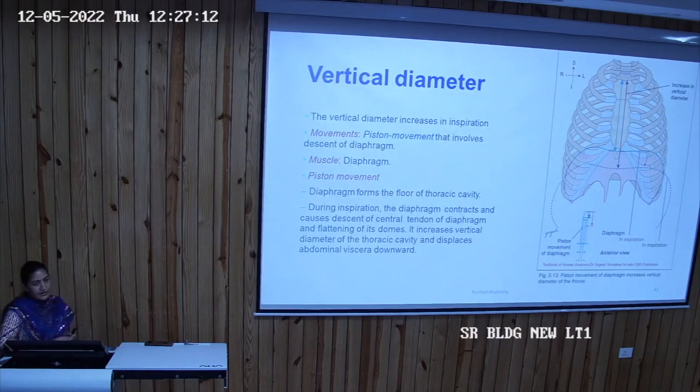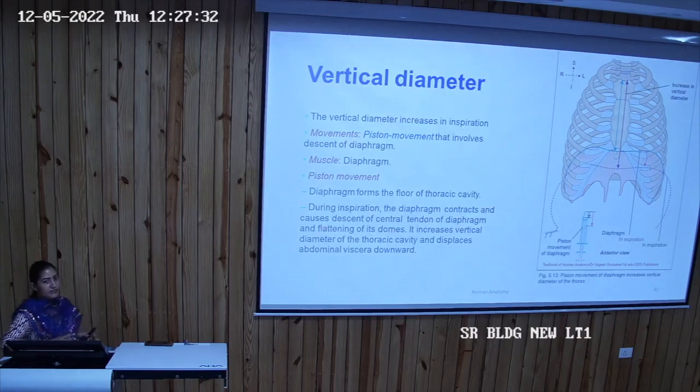Next is the vertical diameter. This is very easy. Why is the vertical diameter increasing? Because of the movement of the diaphragm. This movement is called the piston movement. So during inspiration, the diaphragm will contract and the descent of the central tendon will take place.